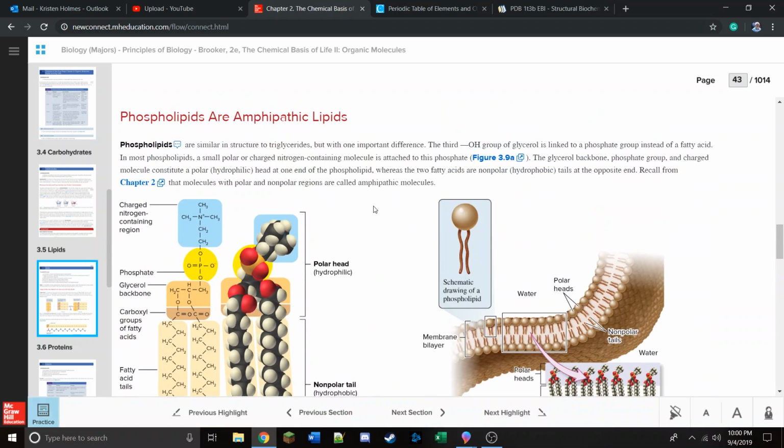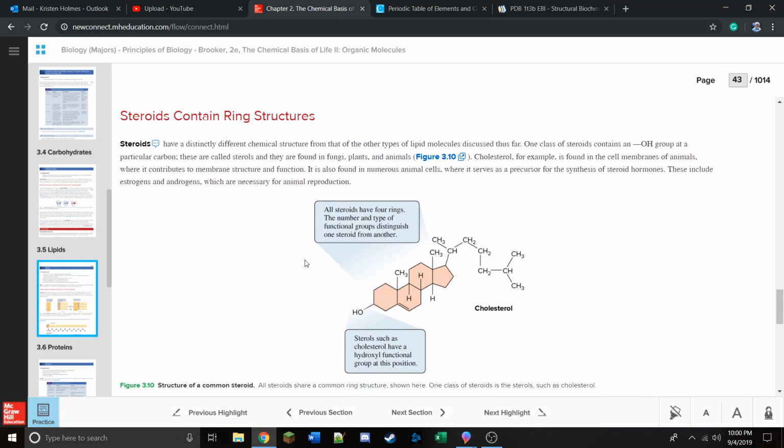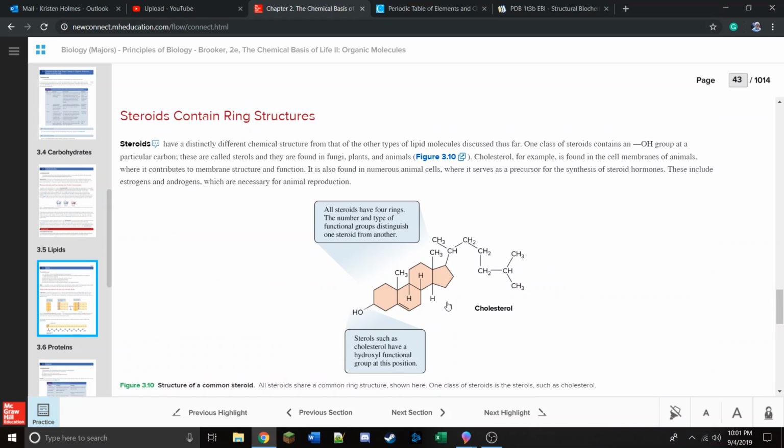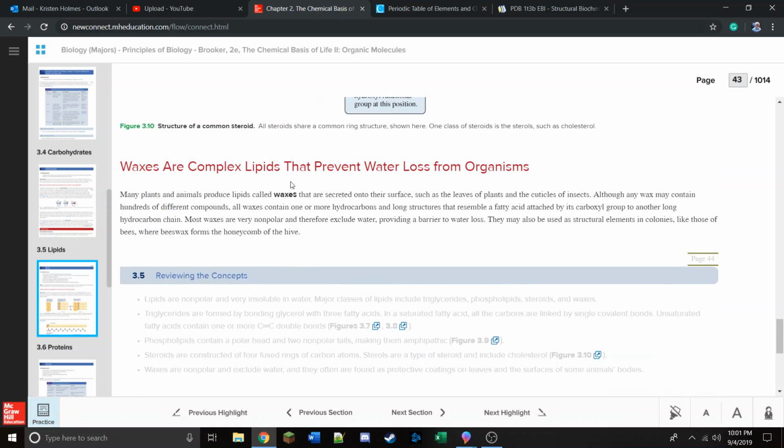So that's a phospholipid. Amphipathic. That's the important part. Now we have steroids. Basically, the only special thing about them is they got these 4 rings. 1, 2, 3, 4. And they're used for fungi, plants, animals, makes cholesterol, estrogen, all that fun stuff. Steroids, nothing wild. And then waxes are lipids that prevent water loss.